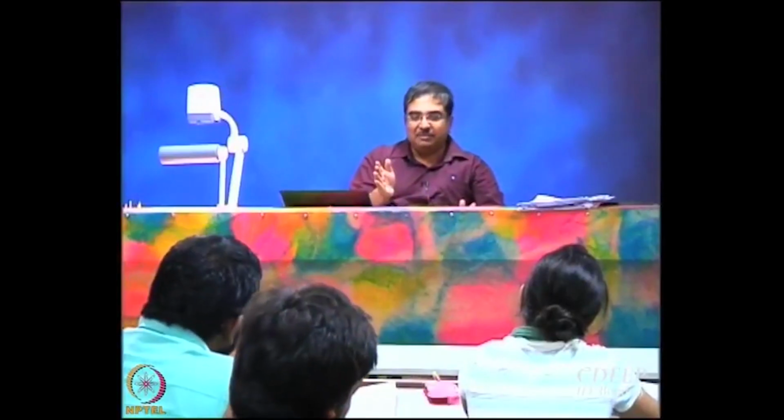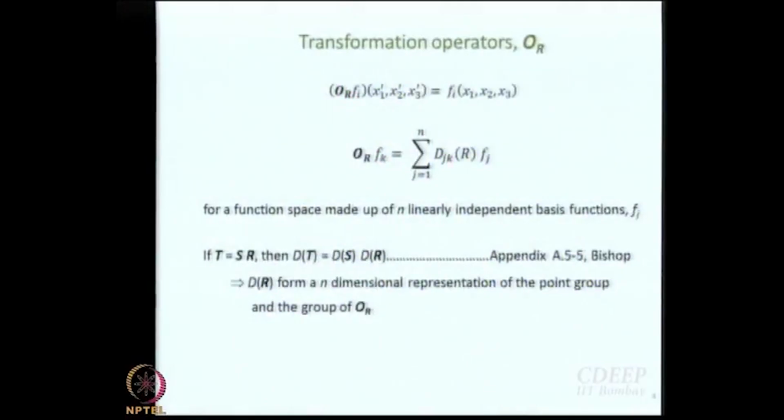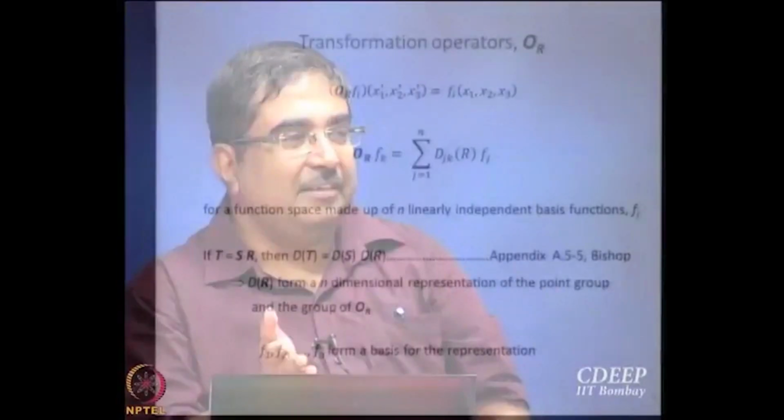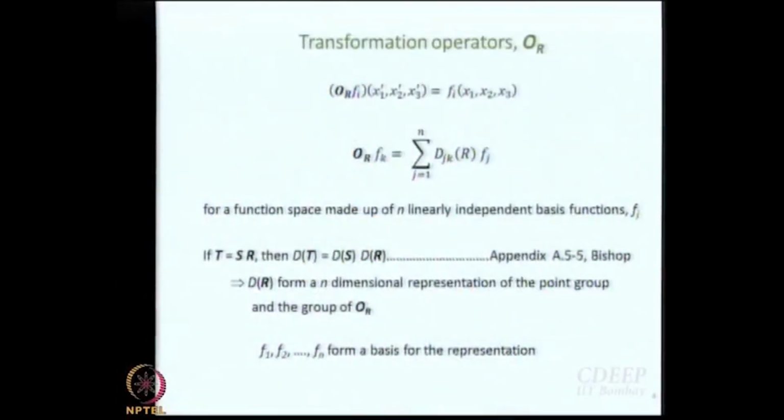Okay. So, now if you look at the n by n matrices, they form an n-dimensional representation of the point group as well as the group formed by the transformation operators. Okay with this? And this is, I think, something you definitely understand. This f1, f2, etc., fn, they form the basis of the representation, like x, y, z form the basis for C3V, or like O, HA and HB formed the basis for C2V.